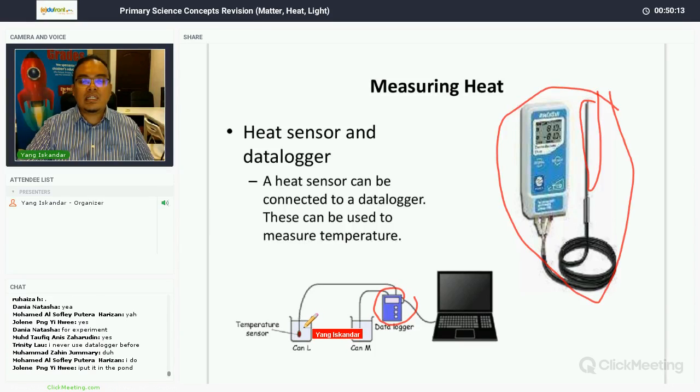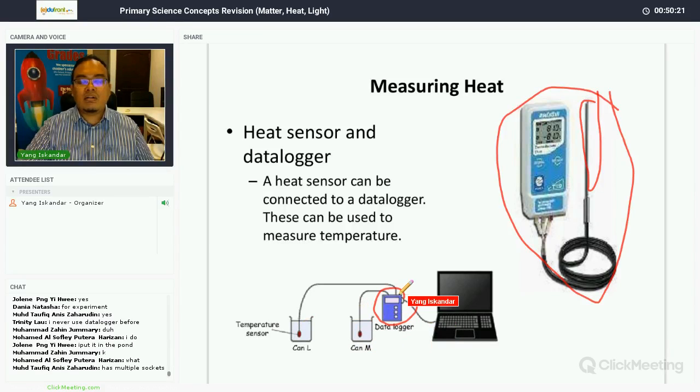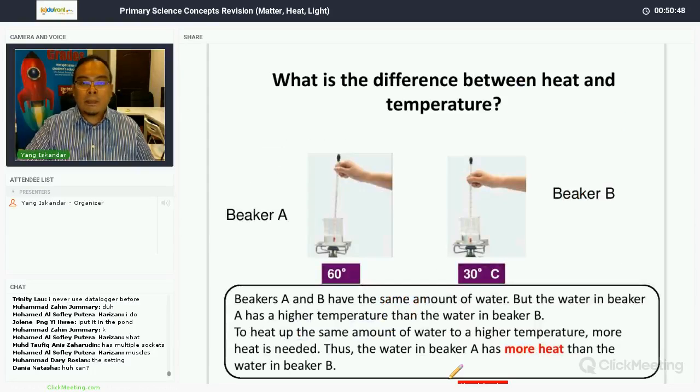And this is the temperature and heat sensor. You can attach different numbers of sensors, depending on your experiment objectives. And of course this data logger can not only measure temperature, it can also measure sound, heartbeat, acidity, and light. So you just need to change the probe or the sensor according to the experiment that you want to conduct. Now, what is the difference between heat and temperature?